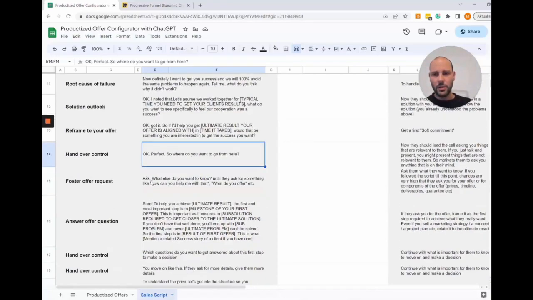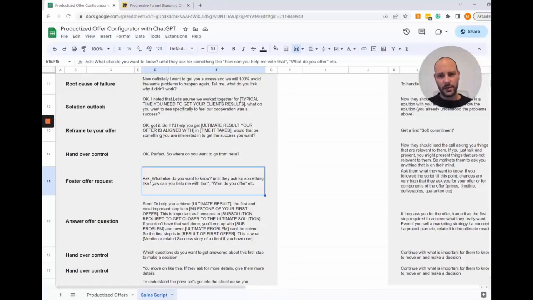And now you want to foster an offer request. So you continue asking, what else do you want to know? Or where do you want to go from here? Until they ask for something like, how can you help me with that? Or what do you offer to help me achieve that? They should actively ask you for the offer.